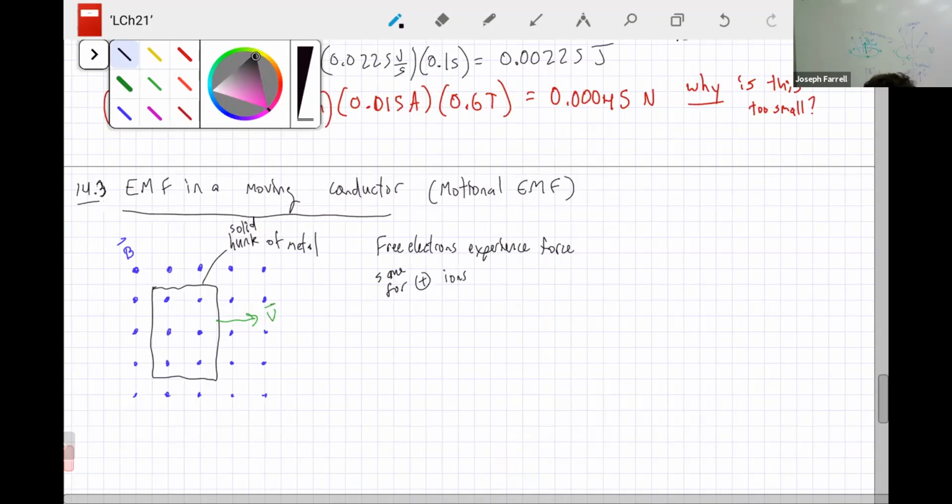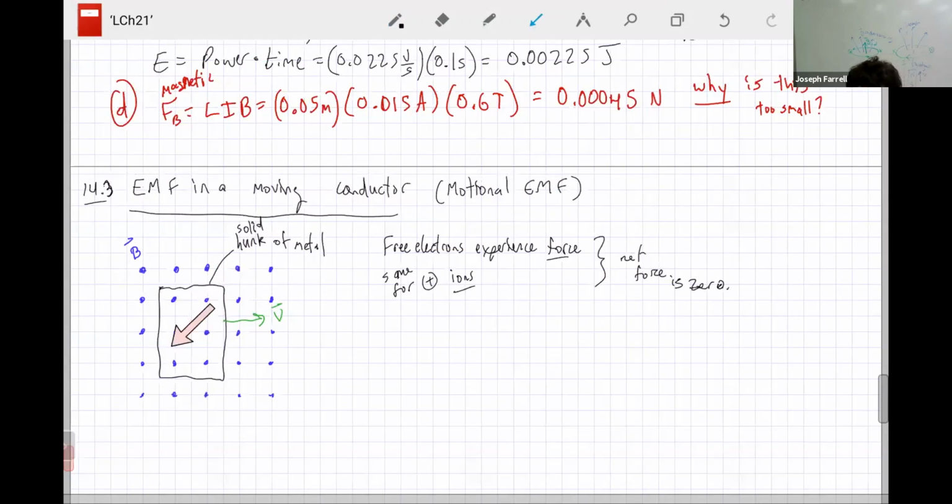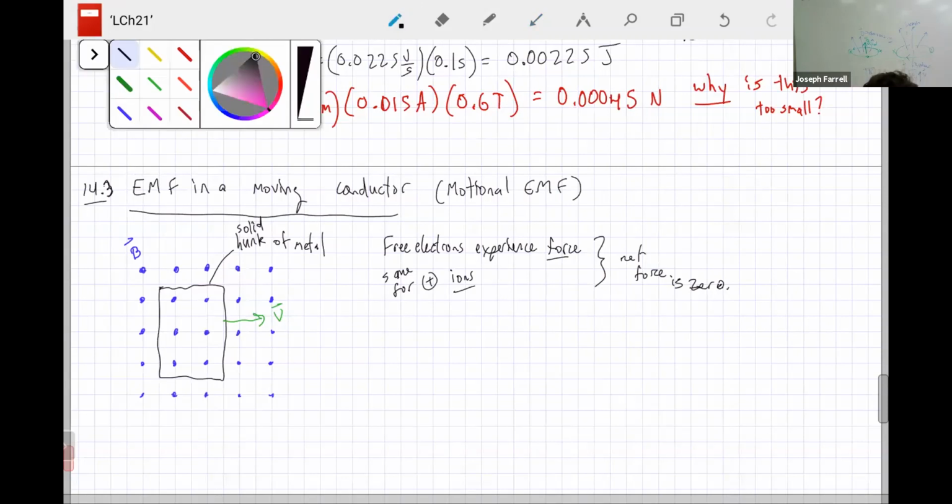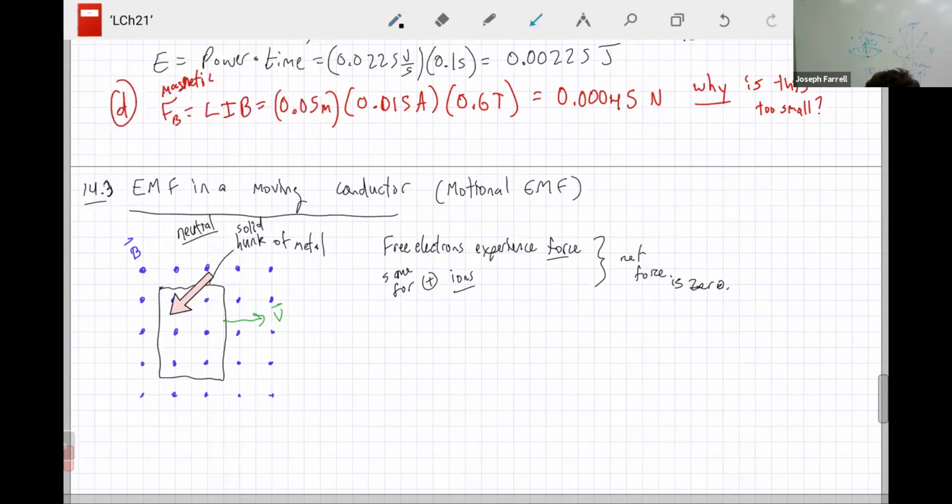So the positive ions experience a force, the free electrons experience a force, and because of that, the net force is 0. That's pretty good. Otherwise, anytime a piece of metal tried to move through a magnetic field, it'd have a force on it, but it doesn't because it's neutral. Well, we're going to assume it's neutral. So we have a neutral hunk of metal, so there's no net force on it, but these free electrons can move. And so when they experience a force, unlike the ions, they actually are going to accelerate and ram into stuff. And so which way are they going to go?